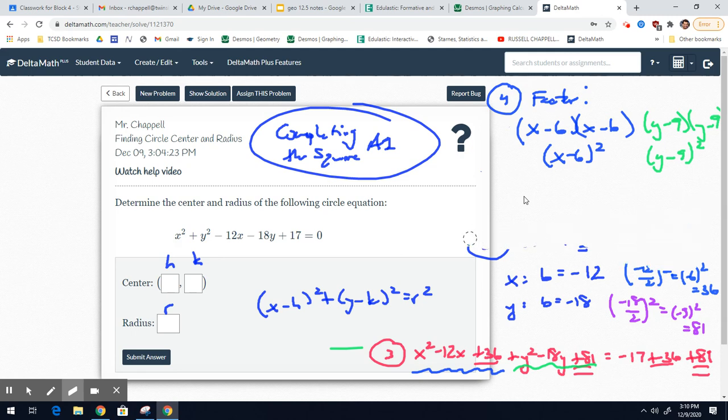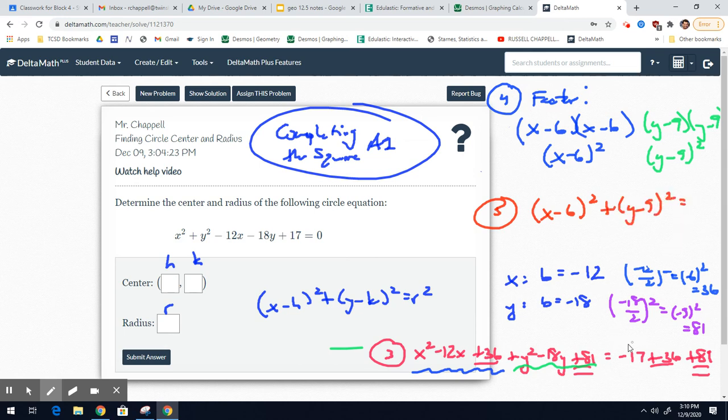So here's the last step. Step 5, write the equation. I'll do it in this color here. In place of x squared minus 12x plus 36, we're going to put x minus 6 squared. In place of y squared minus 18y plus 81, we're going to put plus y minus 9 squared.